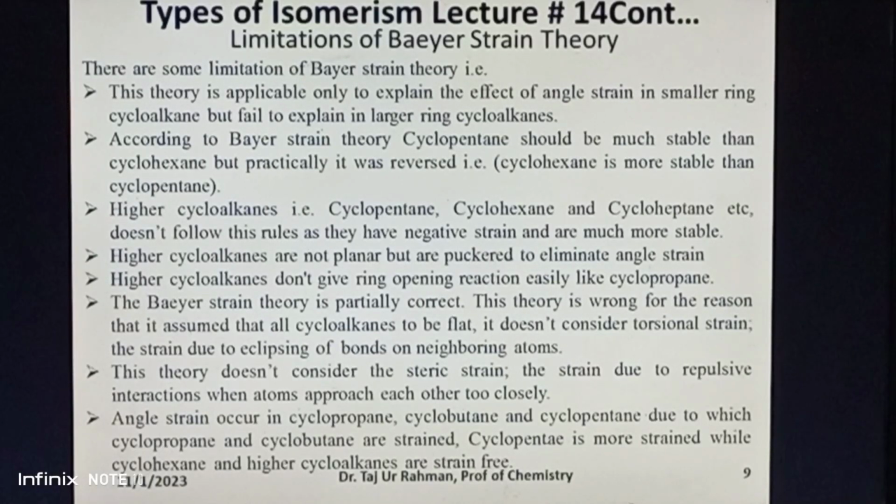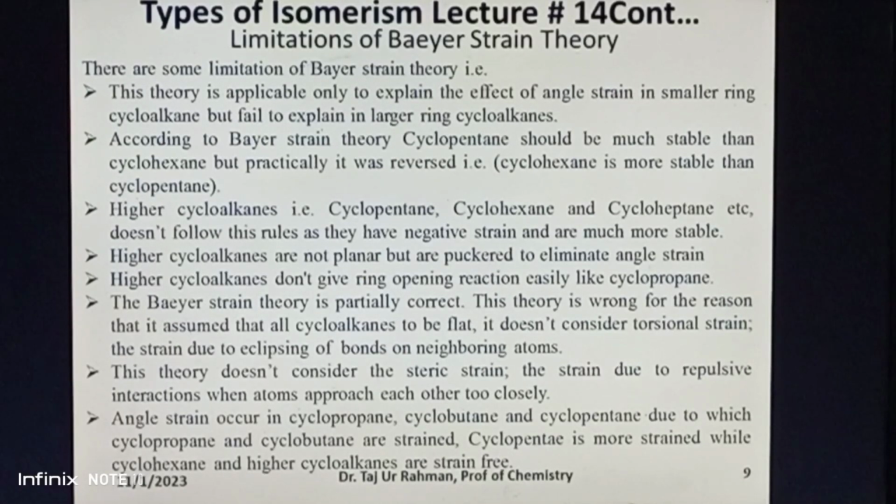Number two, according to Baeyer strain theory, cyclopentane is much more stable than cyclohexane, but practically it was reversed: cyclohexane is more stable than cyclopentane. Number three, Baeyer strain theory is not applicable to higher cycloalkanes like cyclopentane, cyclohexane, and cycloheptane, etc. It is because these cycloalkanes possess negative strains and are much more stable.